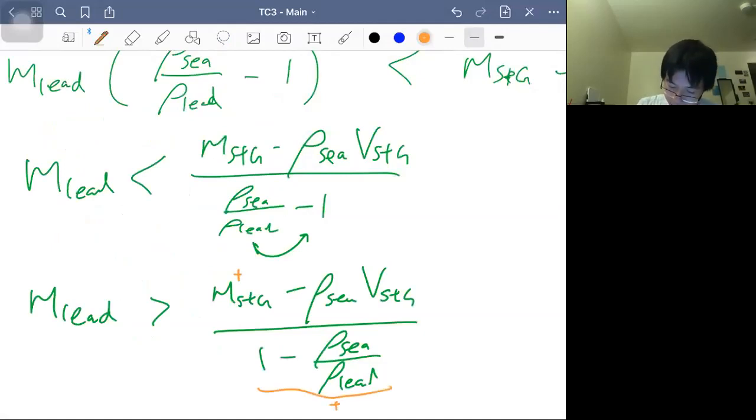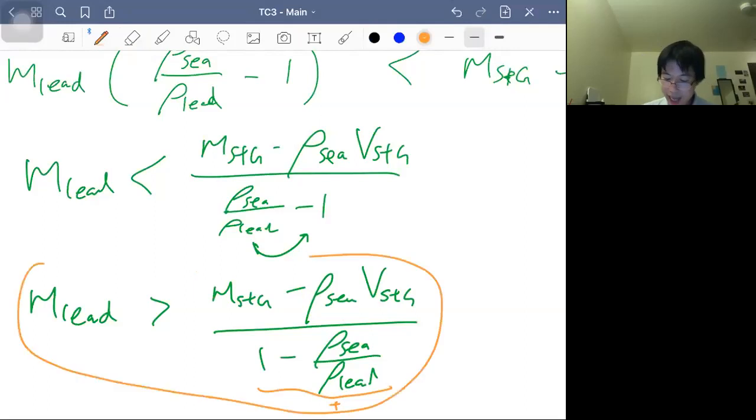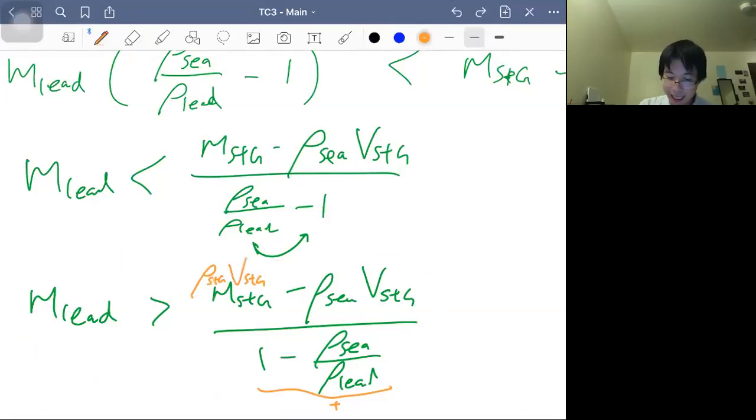And then here, let's just check the top. This is density of S plus D times the volume of S plus D. So since this is larger than this, the scuba diver is denser than C. So this should be positive. Okay. So now you have the right signs, and you need the mass of lead to be larger than this number in order for them to sink.